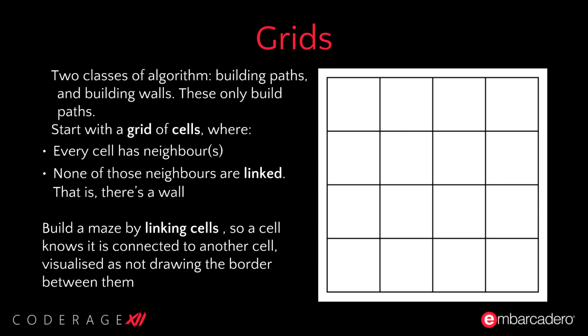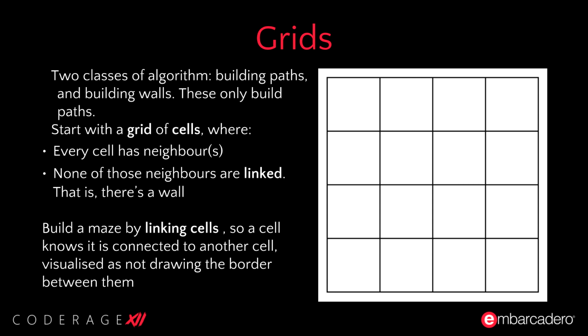There are two classes of algorithm: building paths and building walls. The ones I'm going to discuss today only build paths. To do that, we start with a grid of cells, which you can see on screen. Here there's a 4x4 grid. Every cell has a few neighbours, but none of those neighbours are linked; that is, there's a wall.